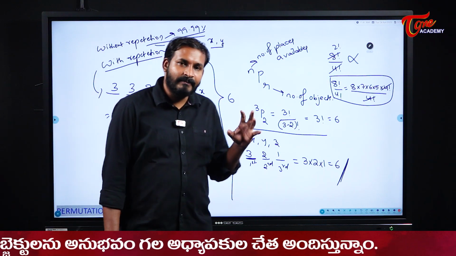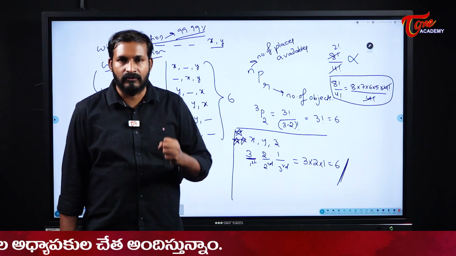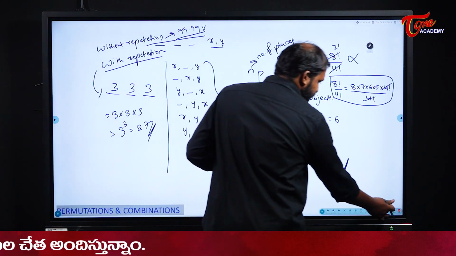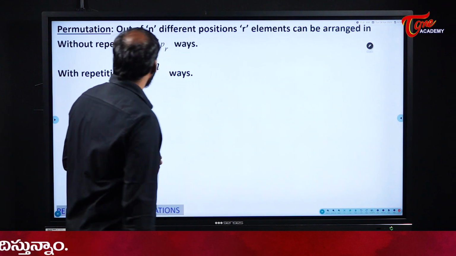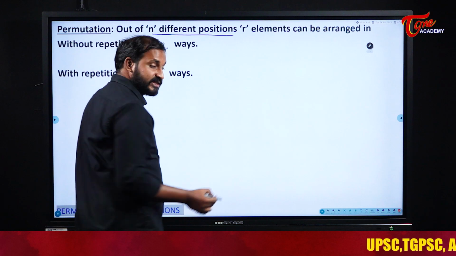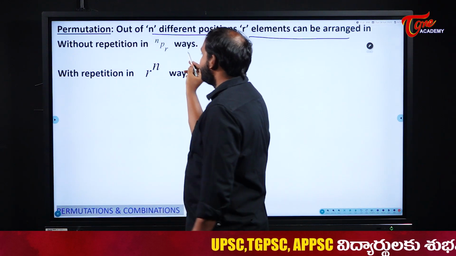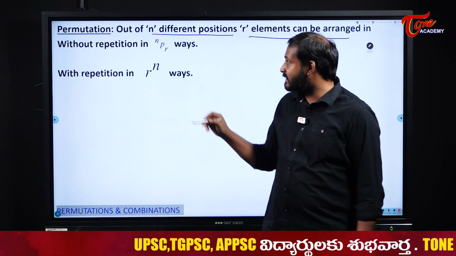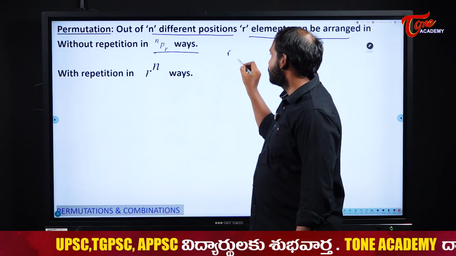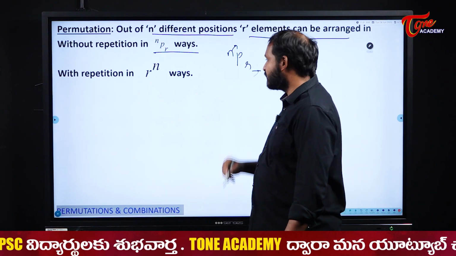Understood? Now these are the basic things which we should know before going to our permutations concept slowly. Okay, now we will see the next one. Now see here, permutation. What is meant by permutation? Out of n different positions, just now I told you, r elements can be arranged without repetition and with repetition. Please see here, nPr ways. n is the number of positions which we have, r is the number of elements which we have.